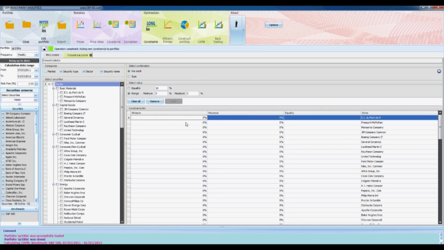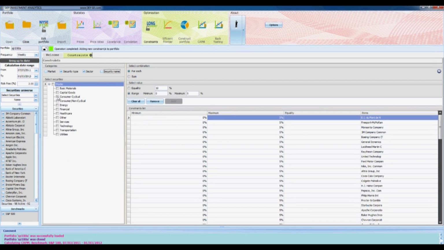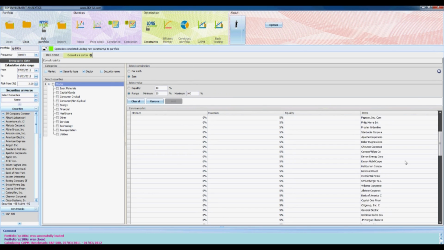I'm going to say add. Okay. And let's also have at least 25% from consumers cyclical plus non-cyclical. So for the sum of them, I'm going to have at least 25%. I'm going to say add. Here I have an equation from 25 to 100% from consumers cyclical plus non-cyclical.